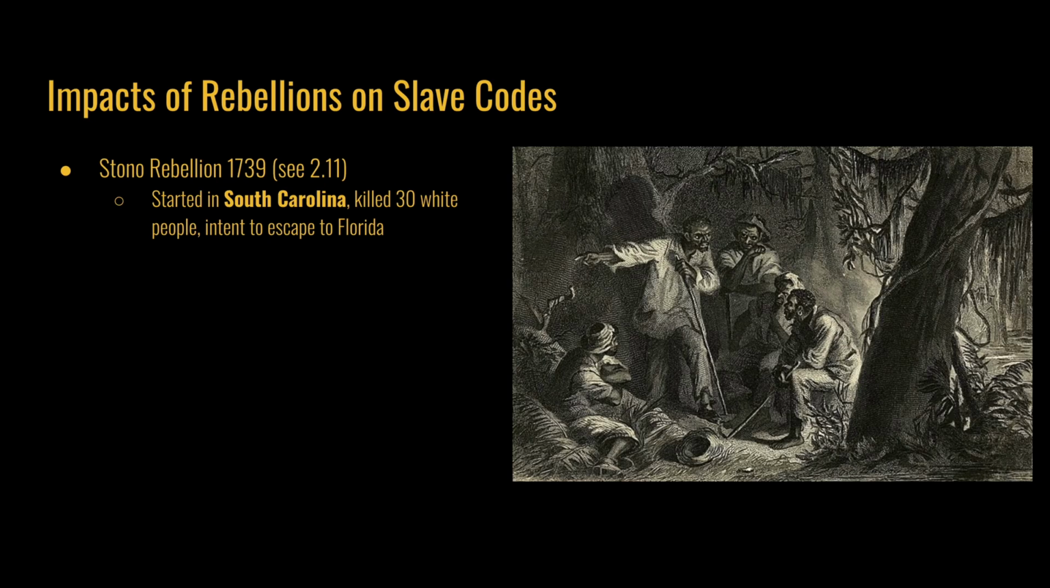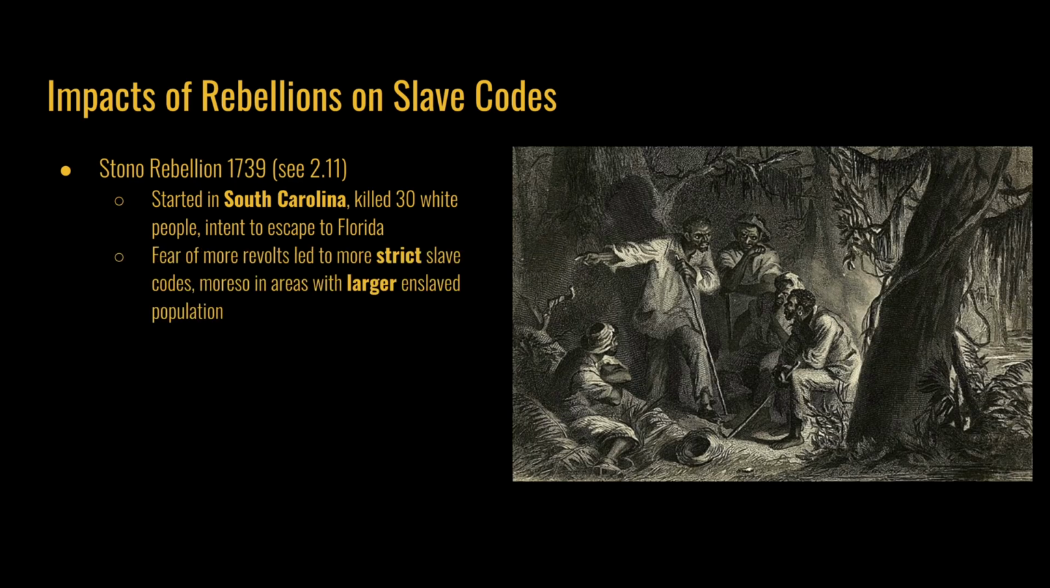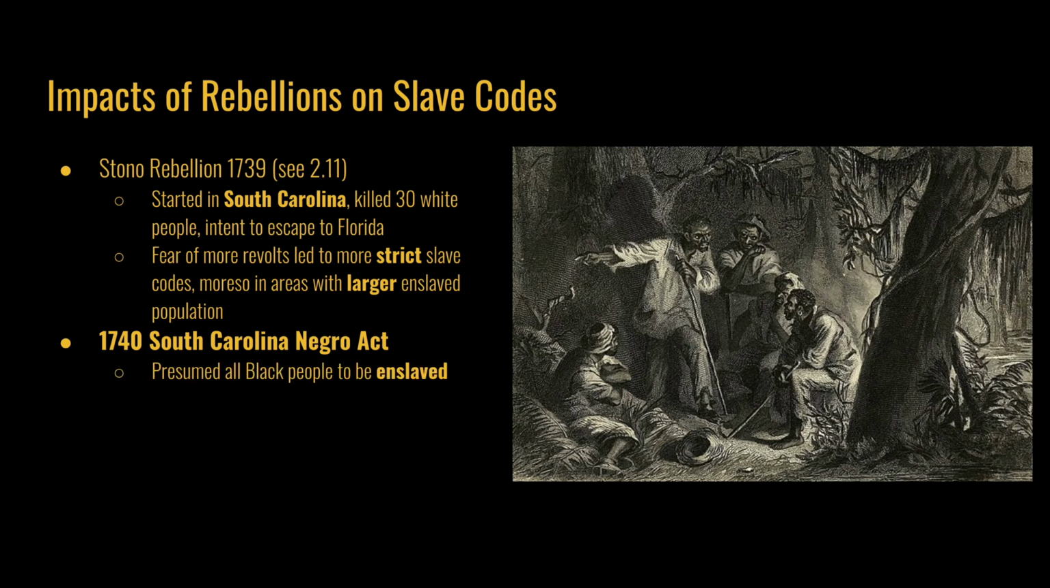It started in South Carolina outside the city of Charleston, where enslaved people killed about 30 white people with the intent to escape to Spanish Florida, where they would have been granted freedom. The fear of more revolts led to stricter slave codes, especially in areas with larger enslaved populations. The Stono Rebellion inspired the 1740 South Carolina Negro Act, which cited the rebellion as the reason for these new restrictions on black and enslaved people.